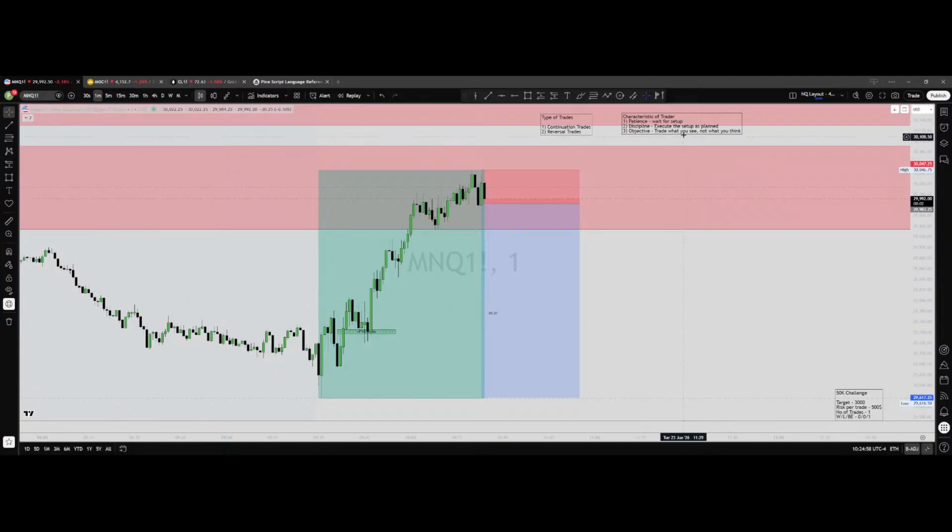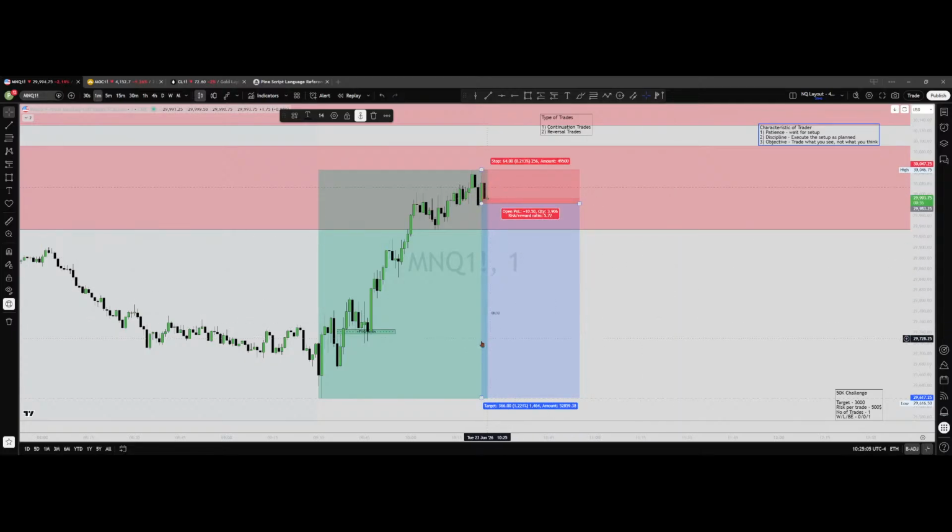Now this is where the discipline comes in. Either price takes out my stop or it takes out my target. So these are the only two levels right now. So now it's just about waiting and watching what happens.